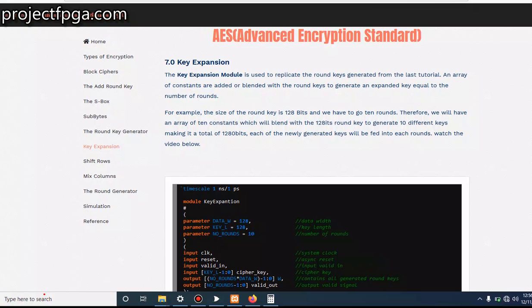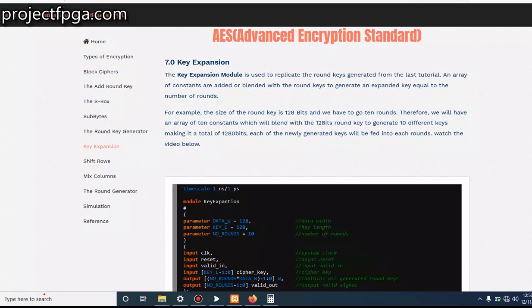Remember when we were giving the summary in the beginning of this course, we talked about rounds, that we are going to go through 10 rounds. Each round is going to have a unique key. This key is used to scramble or encrypt the data, and this key comes from our main cipher key.